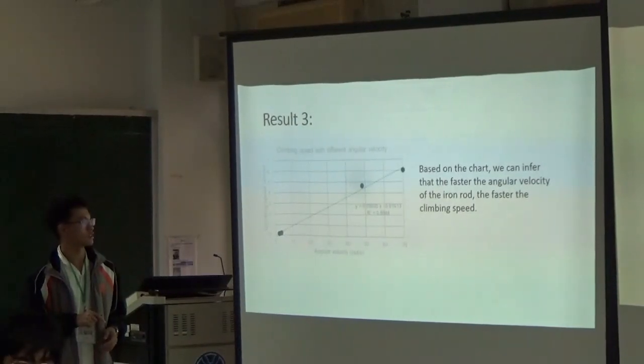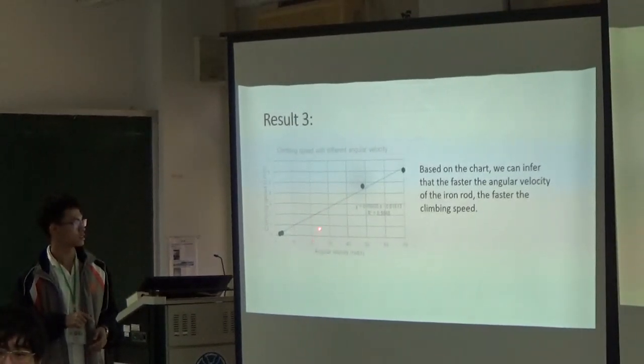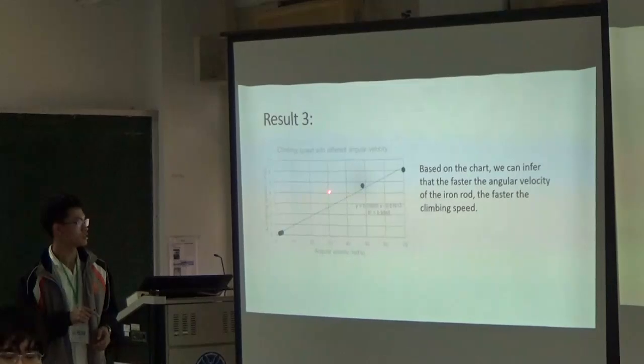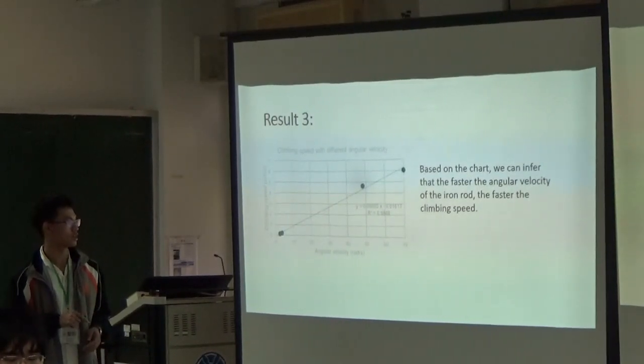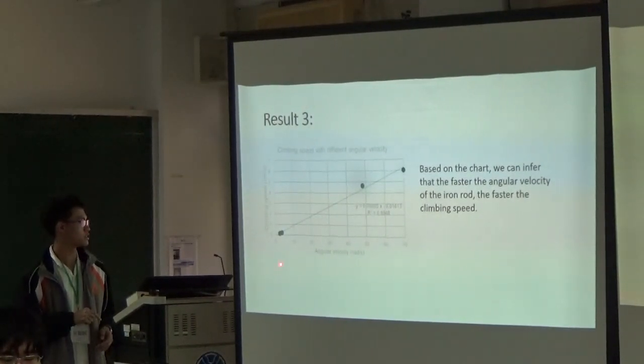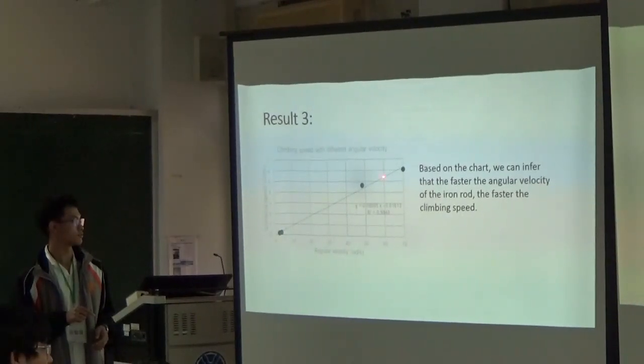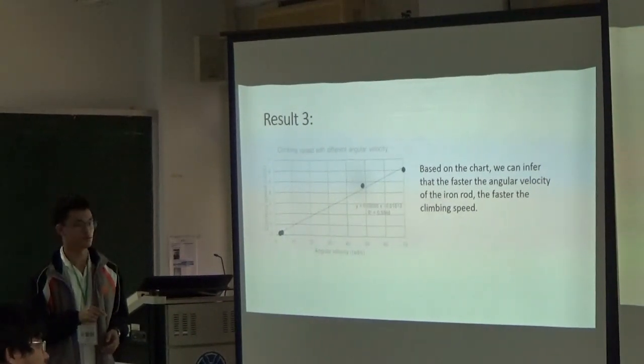Based on the chart, we can infer that the faster the angular velocity of the iron rod, the faster the climbing speed. And this is our difference rate of the angular velocity.